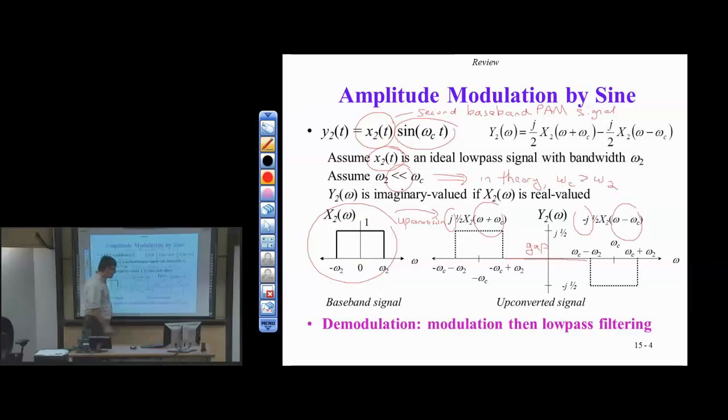And the low-pass filter is the same. So again, this low-pass filter, what is it really? What's the impulse response of this low-pass filter in practice?